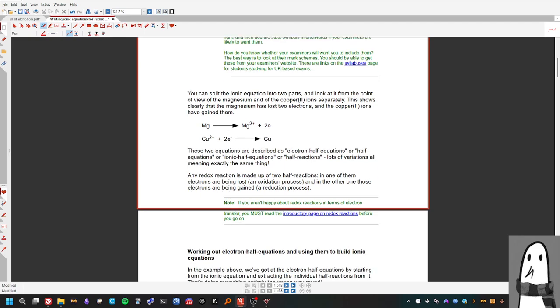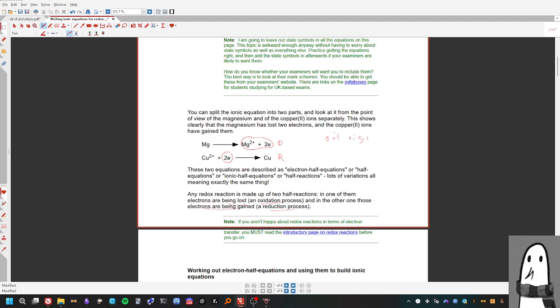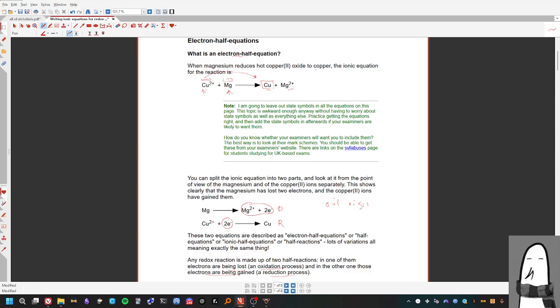In one of them, electrons are being lost, which is an oxidation process, as we know. Oil is lost, reduction is gained. So when electrons are being lost, an oxidation process is happening. When electrons are being gained, a reduction process is happening. As you can see here, electrons are being gained and electrons are being lost, so this is going to be your oxidation, and this is going to be your reduction. That's why they stated that magnesium reduces hot copper oxide, aka copper oxide gets reduced.